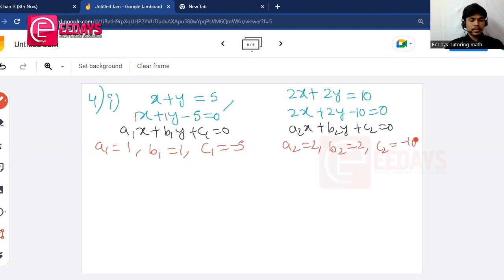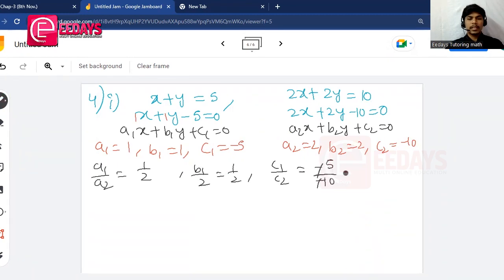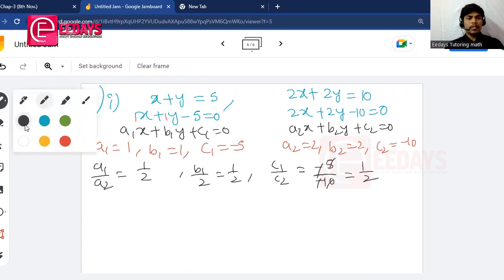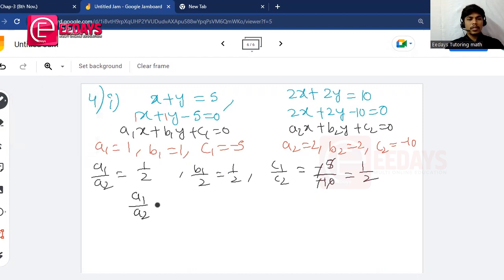So here, write the ratios. A1 by A2 is equal to 1 by 2. B1 by B2, that is also 1 by 2. C1 by C2, that is minus 5 by minus 10. Minus minus gets cancelled. 5 ones are 5, 5 twos are 10. That is 1 by 2. Okay, in every case I got A1 by A2 is equal to B1 by B2 is equal to C1 by C2. So this is a coincident line.